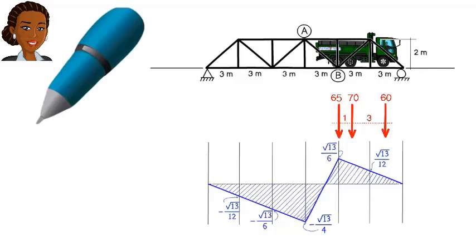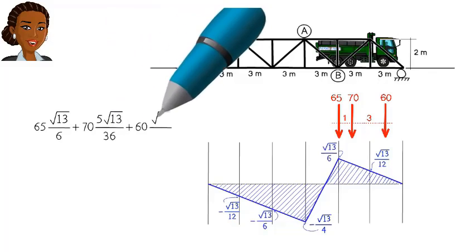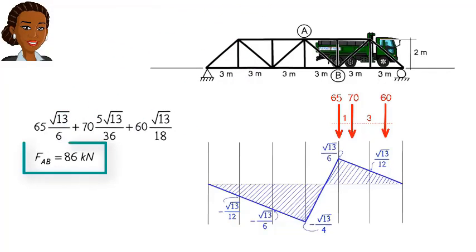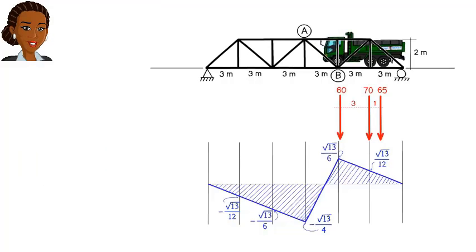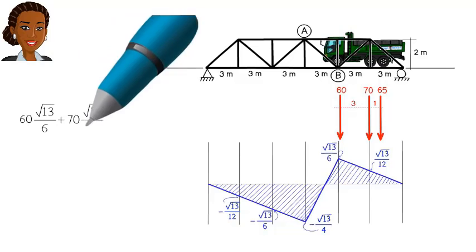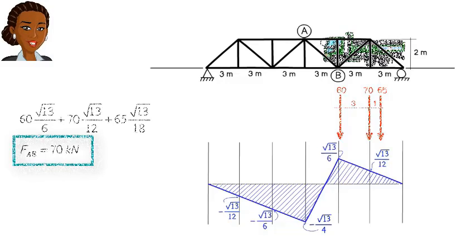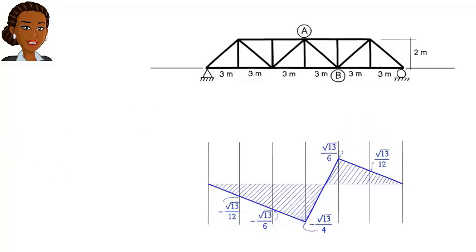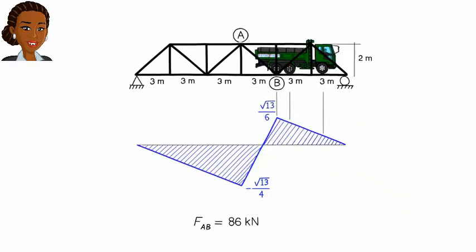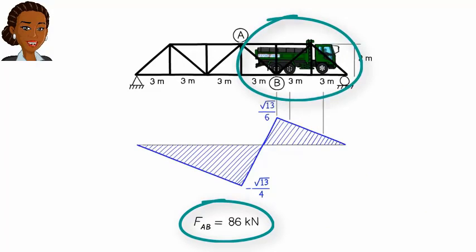For scenario 1, we can calculate the tensile force in AB like this. For scenario 2, we get a tensile force of 70 kilonewtons. Since there is no other loading scenario that could produce a larger tensile force in AB, we can therefore conclude our analysis by stating that the maximum tensile force in AB is 86 kilonewtons. This force develops when the truck is in this direction and location.